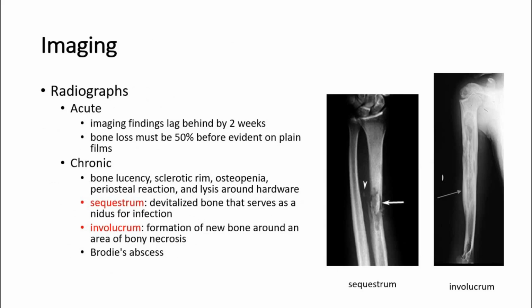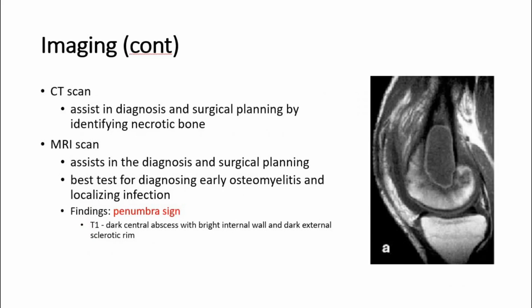For imaging, in acute infections, bone loss must be 50% before evident on plain films. Whereas in chronic infection, findings are bone lucency, sclerotic rim, osteopenia, periosteal reaction, and lysis around hardware. Sequestrum is the devitalized bone that serves as a nidus for infection. And involucrum is the formation of new bone around an area of bony necrosis. There might also be Brodie's abscess seen. Other investigations are CT scan and MRI scan.